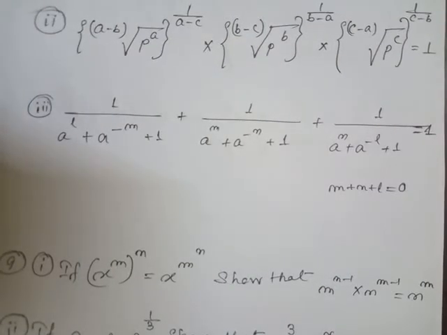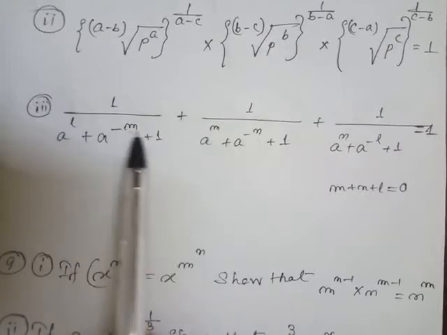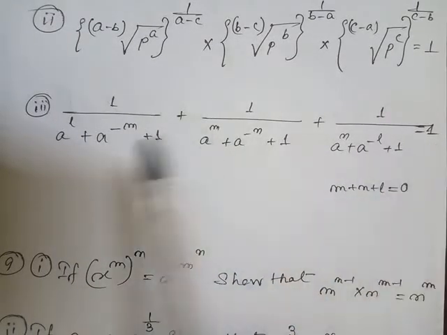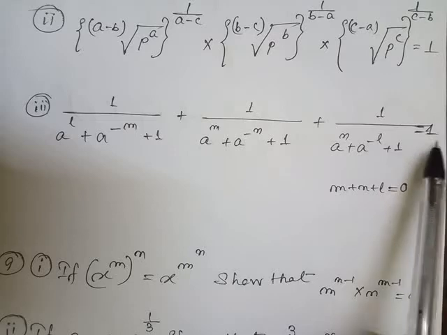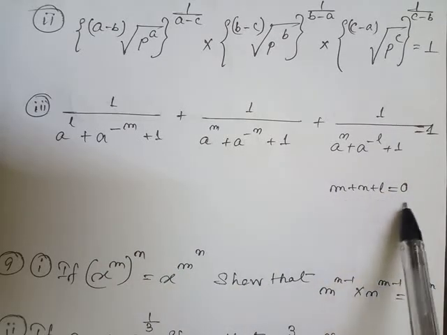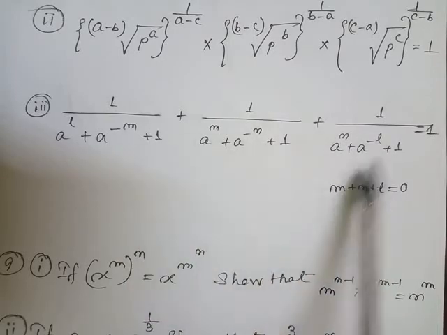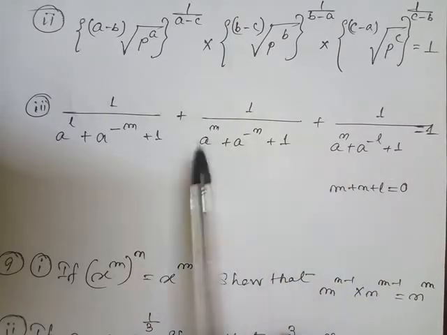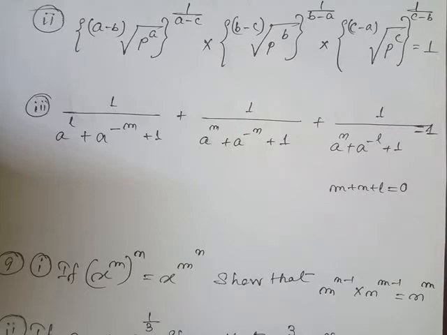Now look student, 8 Roman 3, this is the question given here equal to 1. I repeat again, this is the question given here equal to 1. This is the LHS side, this is RHS, and the condition given is m plus n plus l equal to 0. So we have to solve this one. Now we have to show this equal to 1. Let's have a look how to solve this one.